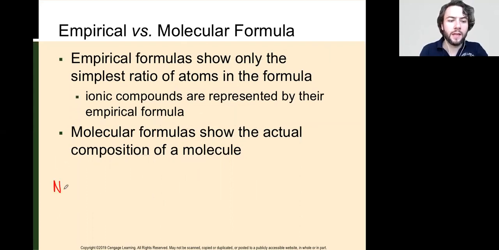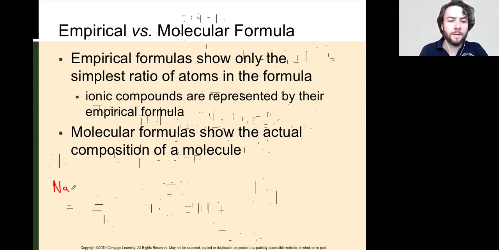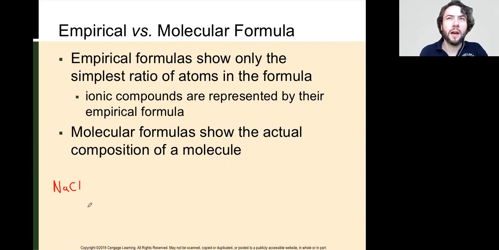sodium chloride, NaCl. So say we have a kilo of sodium chloride. That is a lot of sodium chloride, an ionic compound. So we wouldn't say we have like Na1000Cl1000, something like that. We just say we have NaCl. We assume that the whole thing is pure sodium chloride. And so this is an empirical formula.